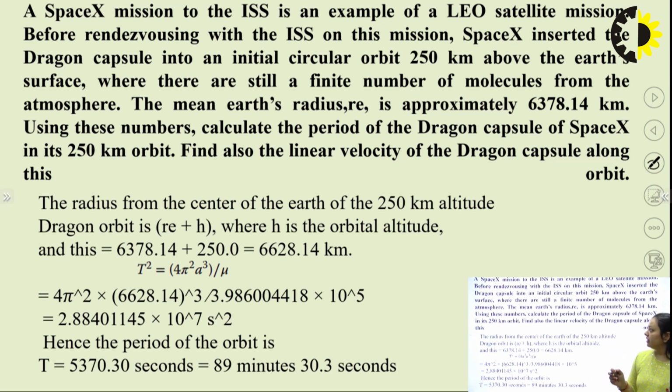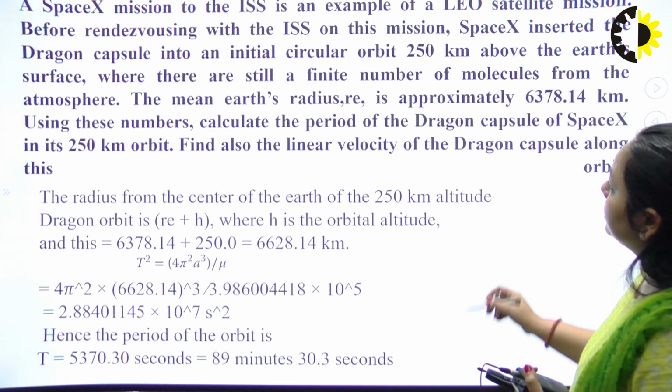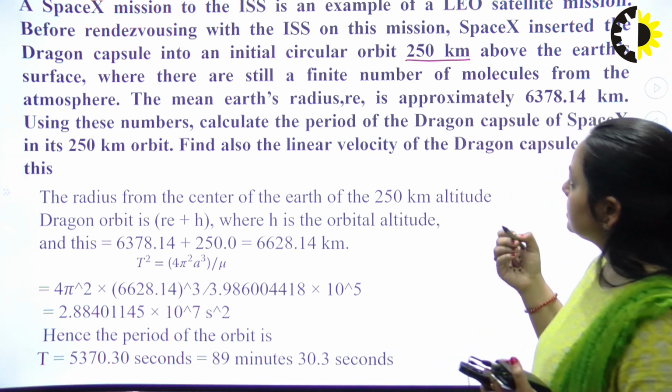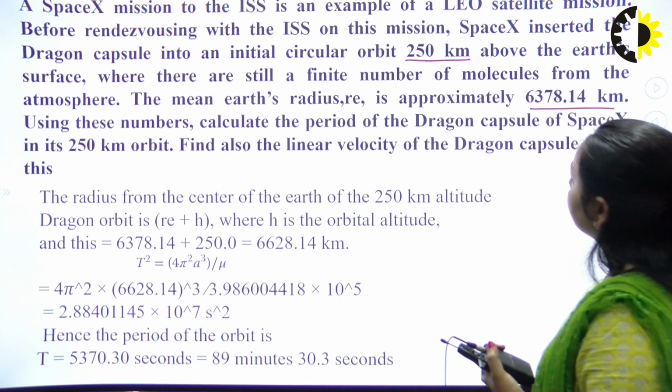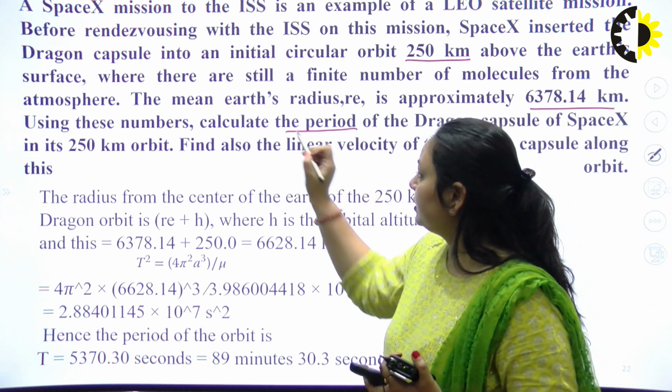Next one, we have a SpaceX mission to the ISS, which is an example of a low Earth orbit satellite, and it says that it has to be inserted into a circular orbit 250 km above the Earth's surface, and the radius of Earth is this particular value in kilometers. We have to calculate the time period. Again, we have to calculate the time period.